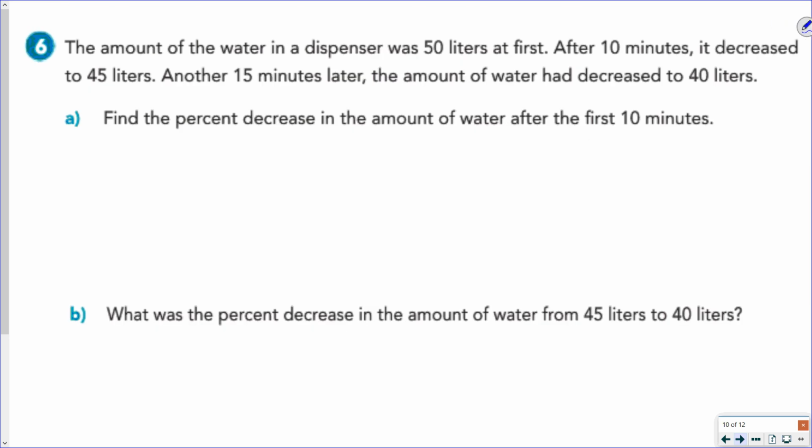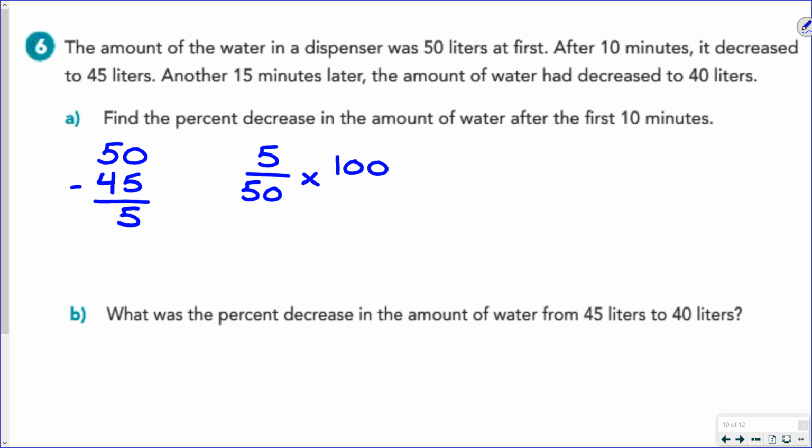The amount of the water in the dispenser was 50 liters at first. After 10 minutes, it decreased to 45 liters. Another 15 minutes later, the amount of water had decreased to 40 liters. So we want to find the percent decrease in the amount of water after the first 10 minutes. Well, it started at 50 liters, and after 10 minutes, it was down to 45. So our change is 5. So it's 5 out of 50. 100 over 1, 50 becomes 1, 100 becomes 2, 5 times 2 is 10%.